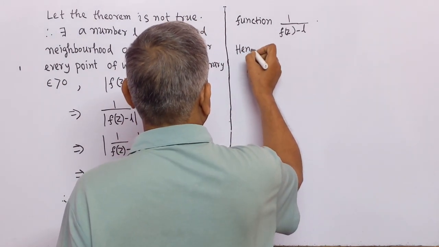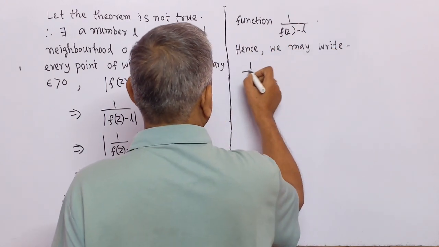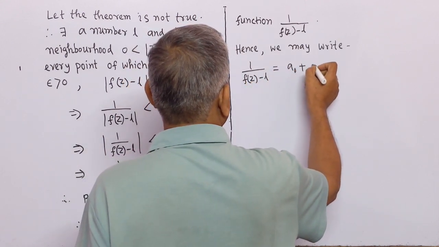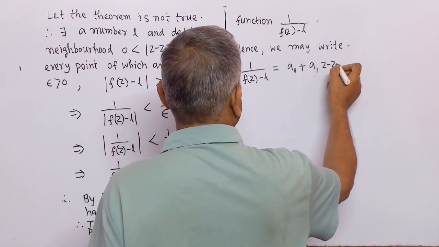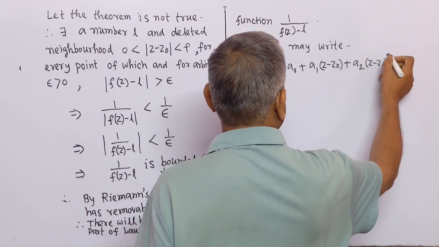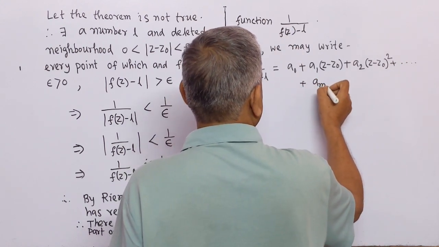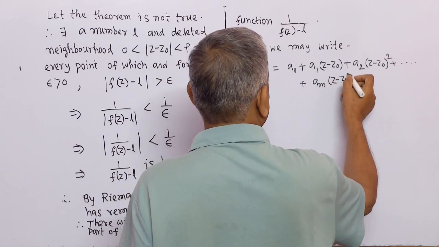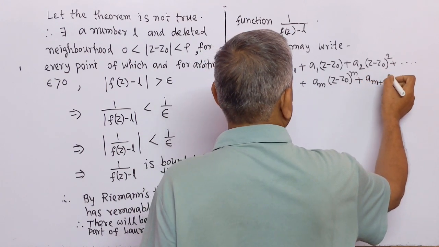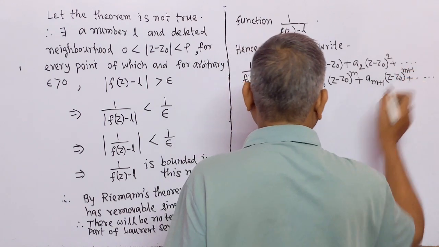Hence, we may write 1 by (f(z) minus L) equal to a naught plus a1 (z minus z naught) plus a2 (z minus z naught) square plus dot dot plus a_m (z minus z naught) whole to the power m plus a_(m+1) (z minus z naught) whole to the power m plus 1 plus dot dot.